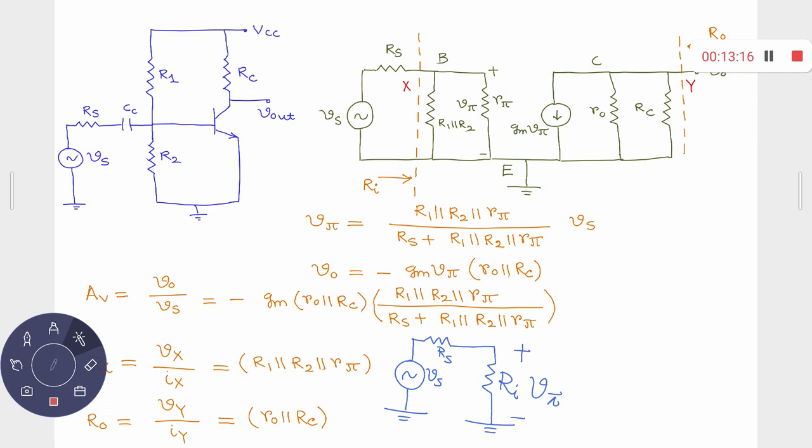Whenever you have incorporated minus gm R0 parallel RC, if you don't have this kind of network and have only a simple fixed bias, suppose you have only one resistance over there, say let it be RB, you have seen that it is minus gm into R0 parallel RC.